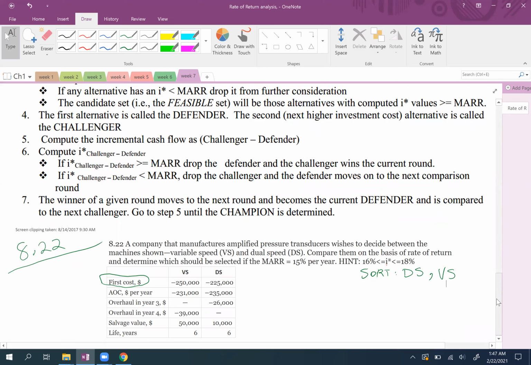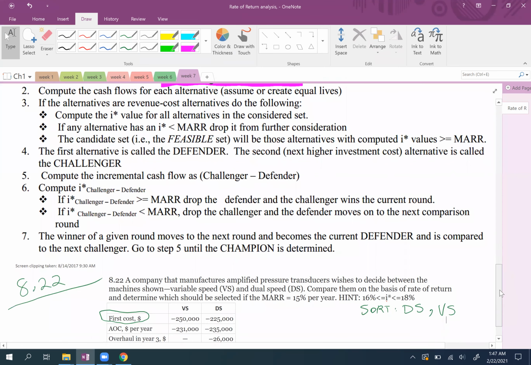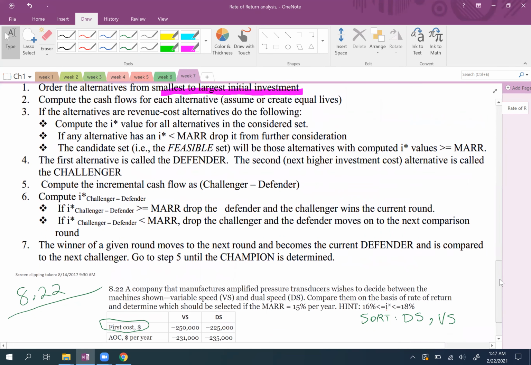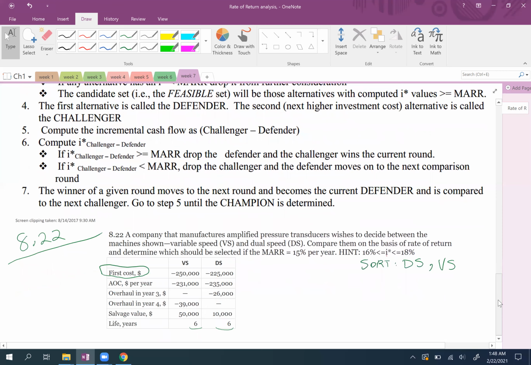Then the next step is to compute the cash flow for each alternative, assume or create equal lives. It seems that these two alternatives have equal lifetimes, so I don't need to be worried about that. Step 3 says if the alternatives are revenue costs, calculate the i star for all alternatives and compare that with MARR. If you look over here, in this example we obviously have revenue costs.